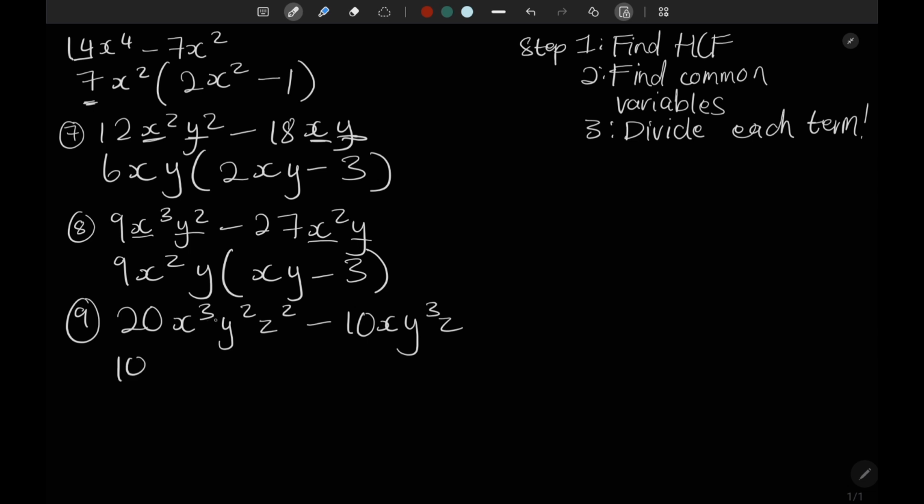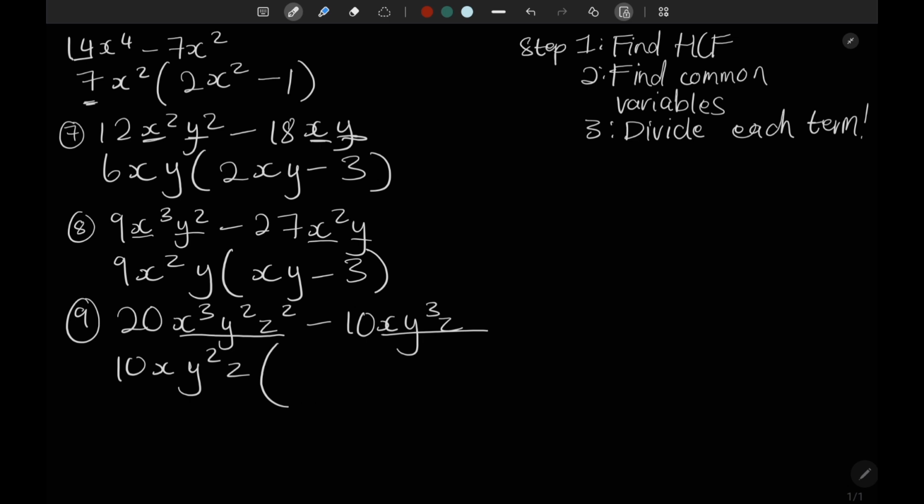You have x cubed and x, y squared and y cubed, z squared and z. These terms both have x, y, and z in common. So we write down the variable with the smallest power. X cubed and x, which one is smaller? X. Y squared and y cubed, which one is smaller? Y squared. Z squared and z, which one is smaller?